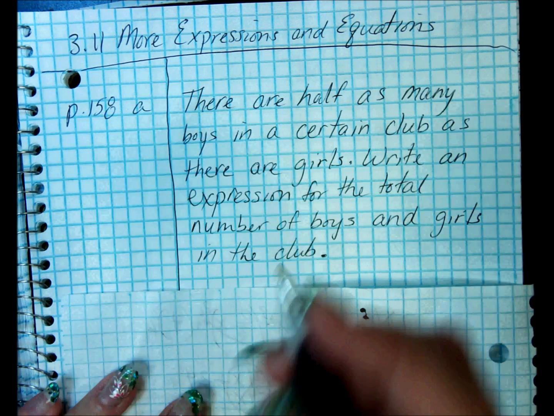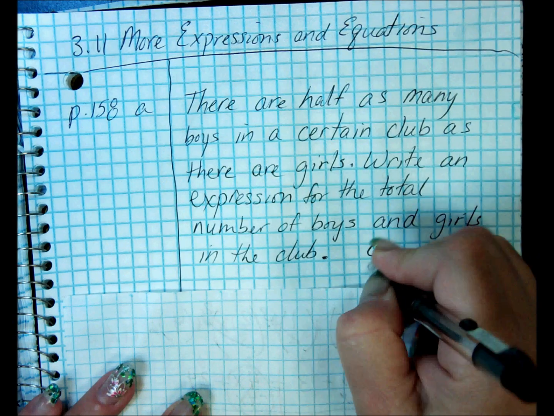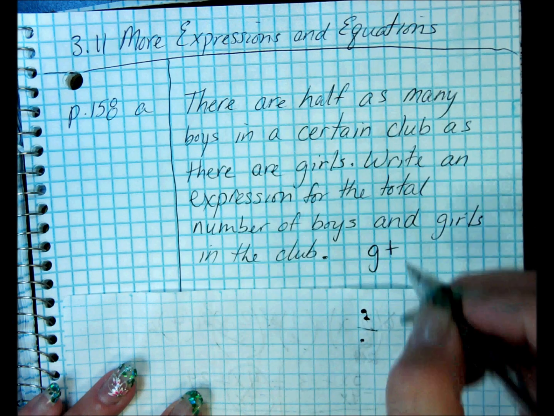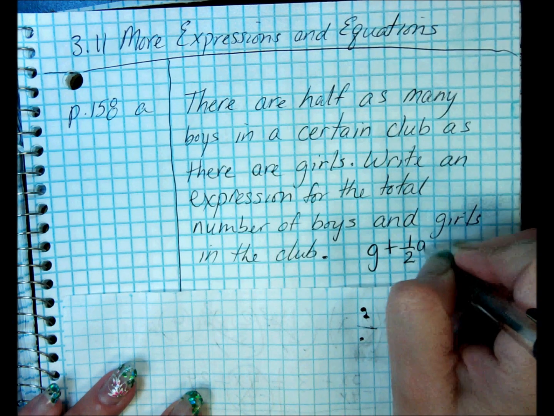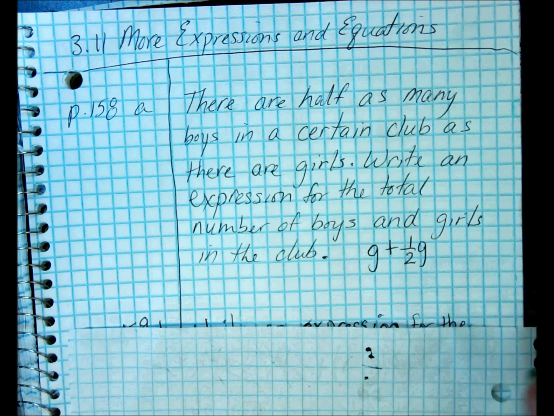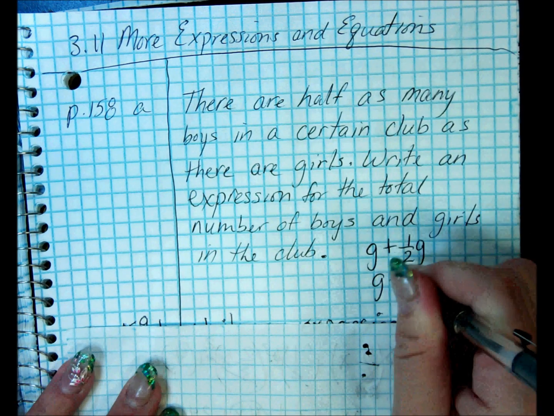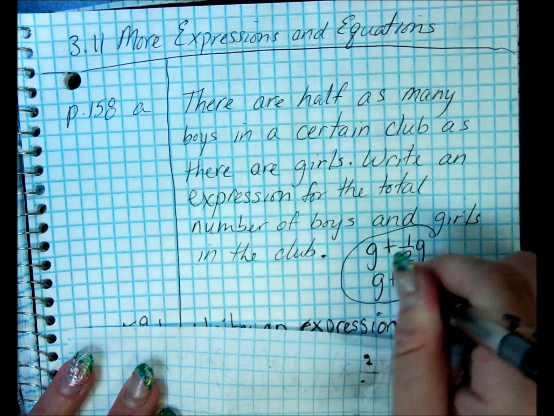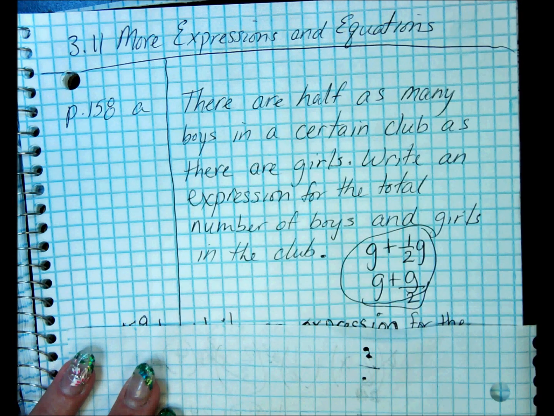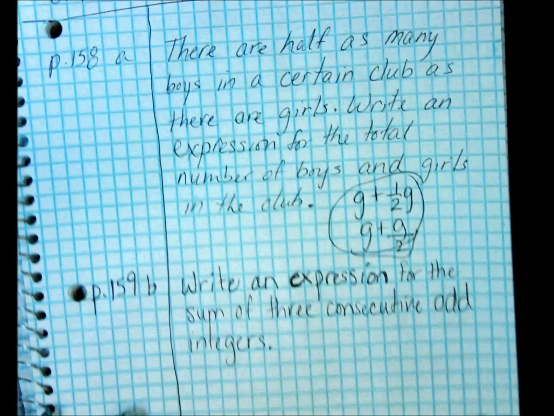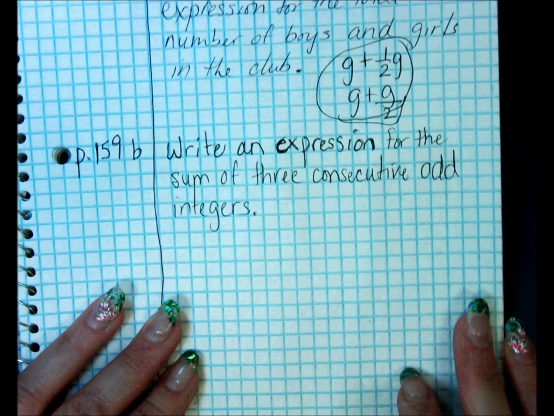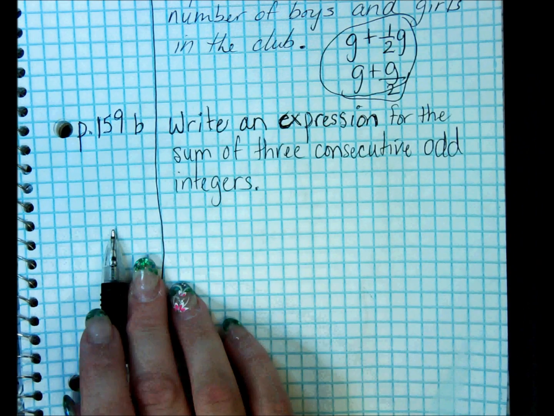So I'm going to say girls plus the boys, and boys are the same thing as half of the girls. I can also write this like this, G plus G over 2. So either one of those, sorry about the circle, would work. That's all they wanted. Let's try the next one.